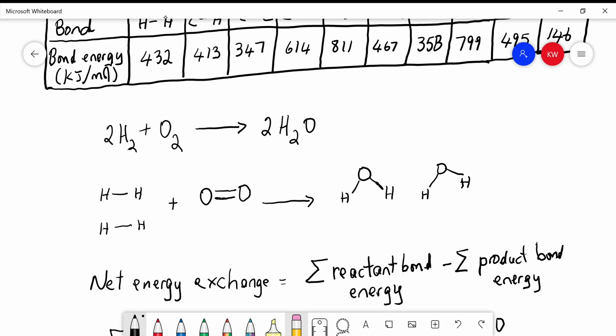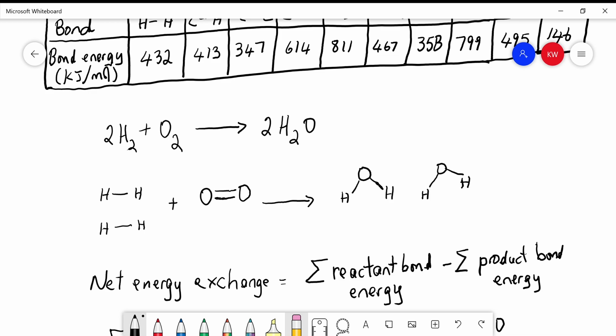Oxygen, again, is a double bond. We have only one because there's only one oxygen molecule here. We have two water molecules, and the water molecule is made up of an oxygen and two hydrogens. So we have two.